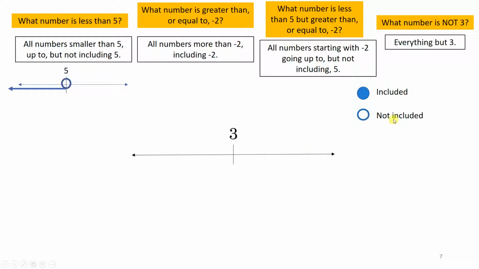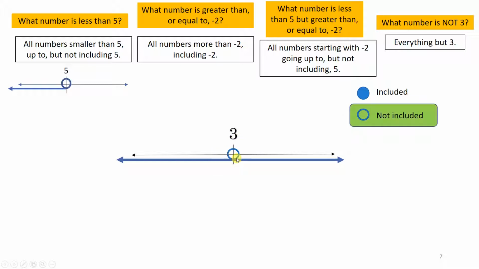Well, since this means not included, we're going to put a circle around the 3, and then we have a line going in both directions, because everything to the right of 3 is not 3, and everything to the left of 3 is not 3. Just 3 is not 3, so we put a circle around it, right? So an open circle, that's what we're going to call it. An open circle means that number is not included.